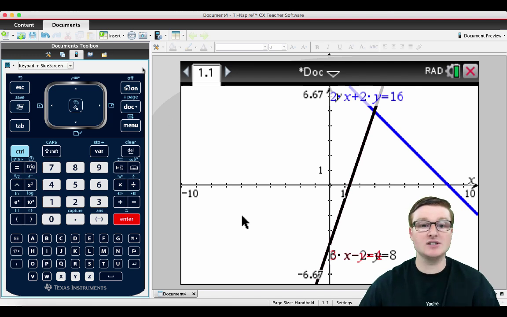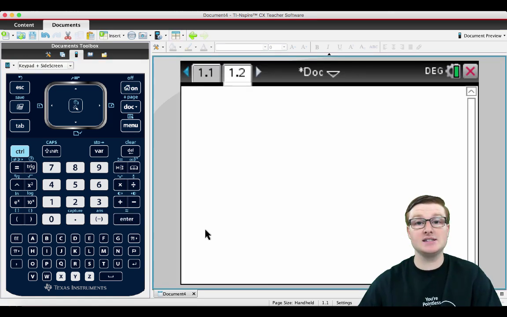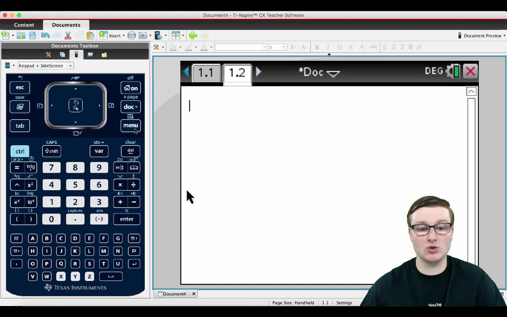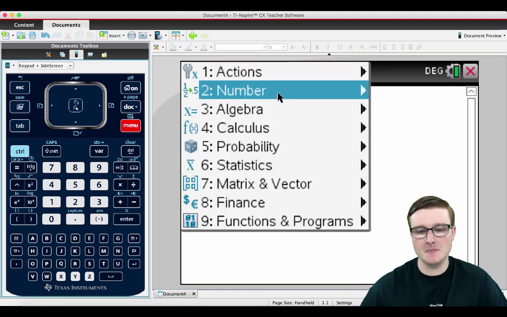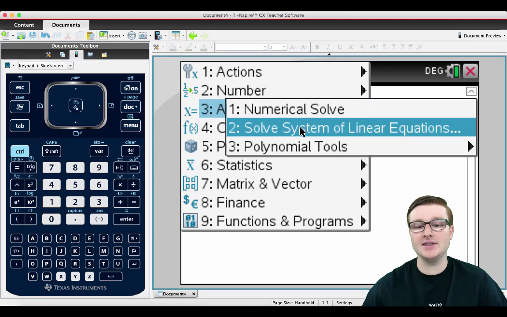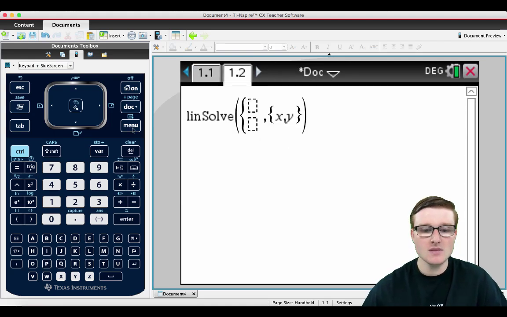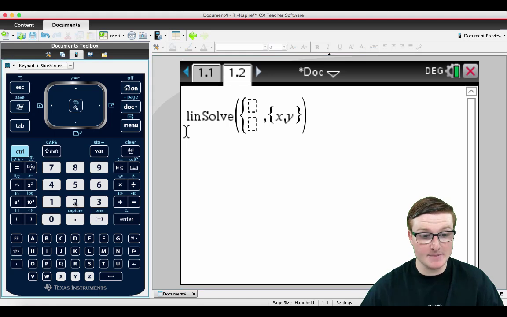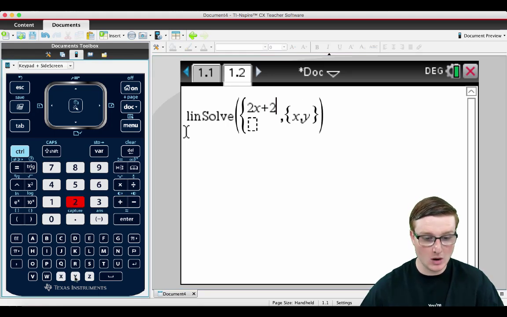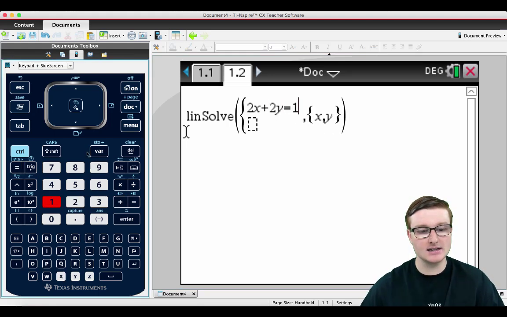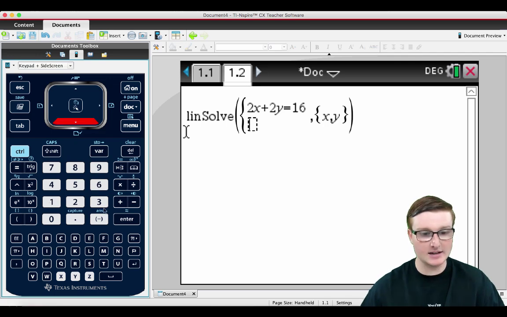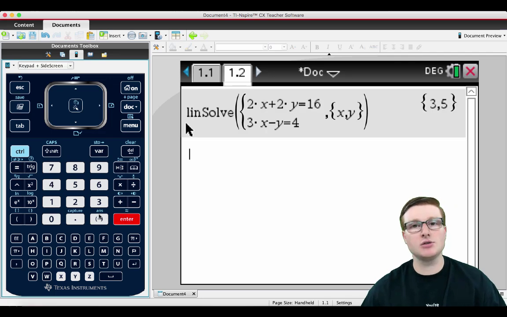Now, if you don't like that way, there's actually another way to figure it out. That's why I say to buy this calculator, because it's so great. If you go to your calculator page and click on menu, then algebra, then solve system of linear equations, and click OK. Type in 2x plus 2y equals 16, and then 3x minus y equals 4, and you get an answer of 3,5.